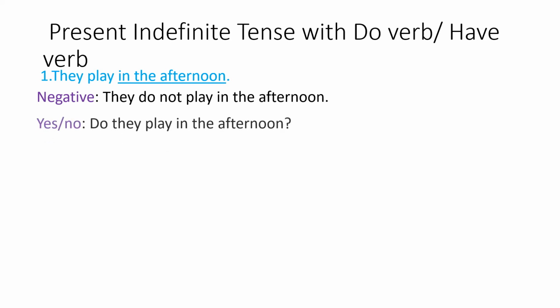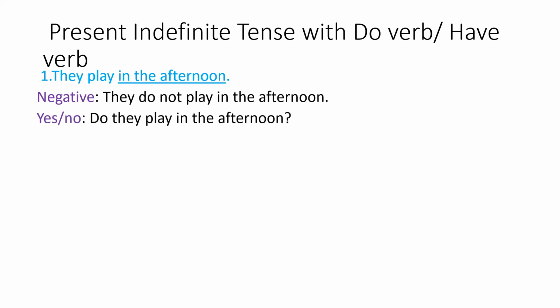And yes, no question. Do they play in the afternoon? You have to put the question mark. And do is here the auxiliary verb. You have to write do before the subject. Here they is the subject. So, do they play in the afternoon? It is a yes, no question. And W's question: look, I have put an underline on three words, in the afternoon. It's indicating time. So when will the W's word come? When do they play?